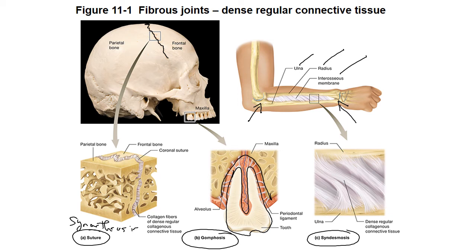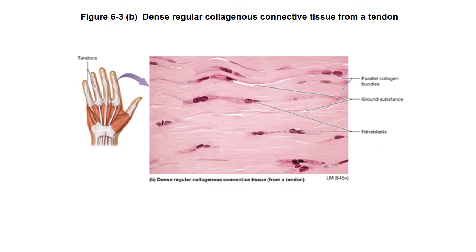Here's your dense regular connective tissue between the radius and ulna, and that dense regular connective tissue. You've seen pictures of that, and we're going to look at those again real quick. So next slide. Here's dense regular connective tissue. This is out of your guys' book, and you notice the straight fibers. So it's dense regular tissue.